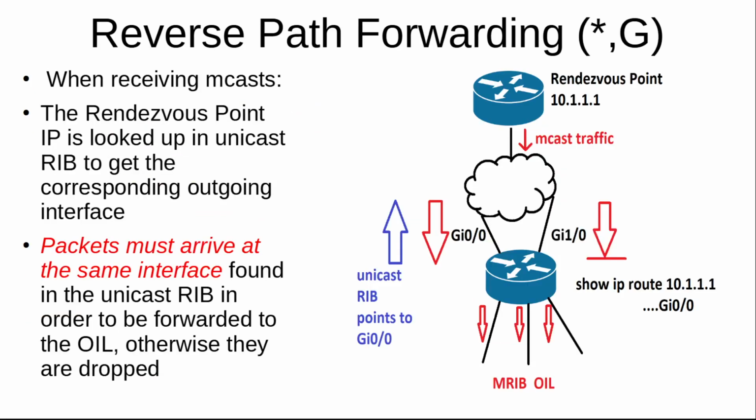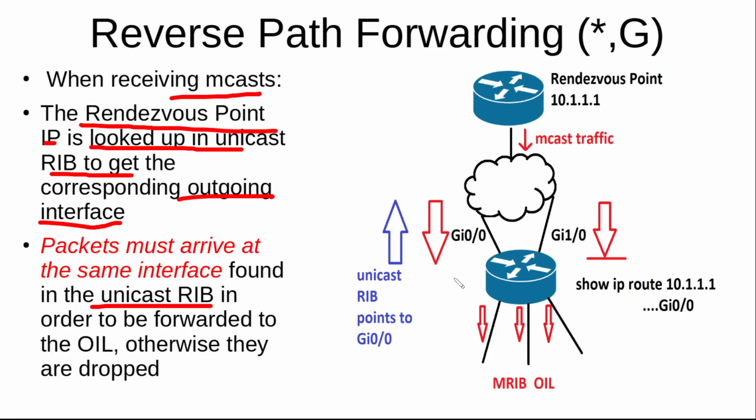The reverse path forwarding law states that if a router receives multicast, it will have to check the rendezvous point IP address within the RIB, the unicast RIB, in order to get the outgoing unicast interface in order to reach the rendezvous point. So packets must arrive at the same interface found in the unicast RIB in order to get forwarded. Otherwise, they will be dropped.